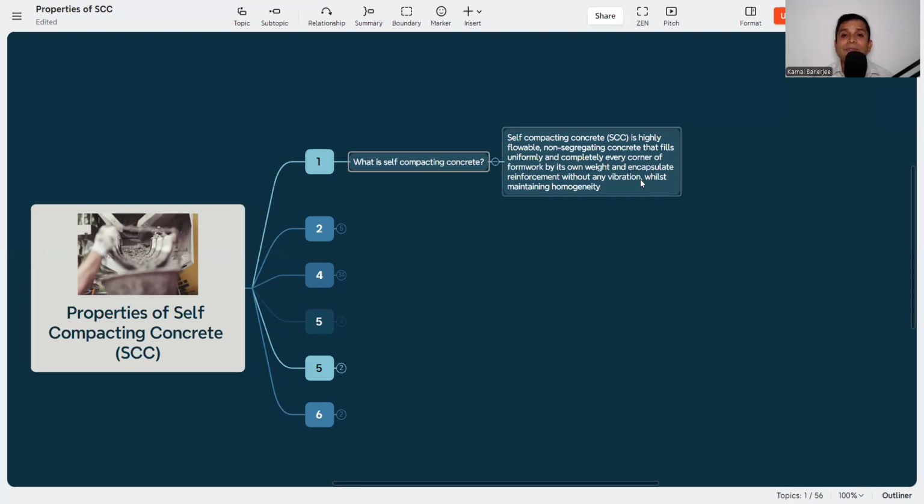And what is it? Concrete that fills uniformly and completely every corner of the formwork. That means it is flowable and non-segregating, and it will fill every corner of the formwork by its own weight. So it will flow by its own weight and encapsulate reinforcement without any vibration. So here is the difference: in self-compacting concrete, we don't need any vibration, but it will flow into every corner of the formwork under its own weight without segregating its components. So, maintaining the homogeneity, that concrete is called self-compacting concrete.